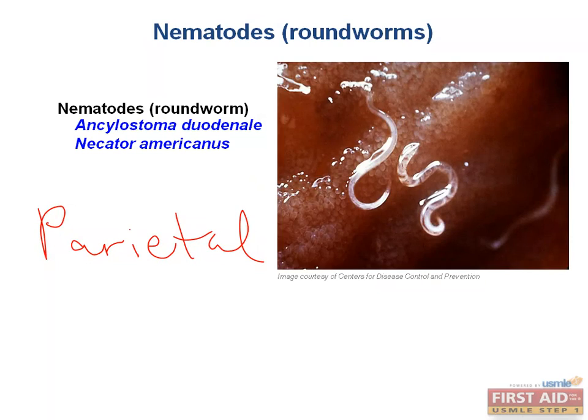By the way, what part of the GI tract is B12 absorbed in? That would be the terminal ileum. And what about folate? That would be the jejunum. And finally, iron?